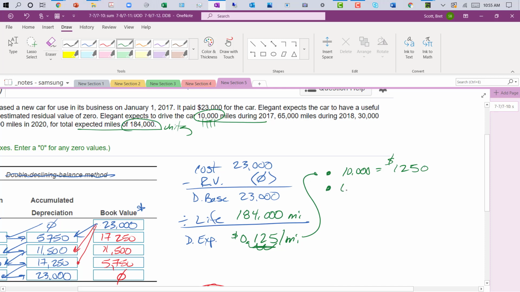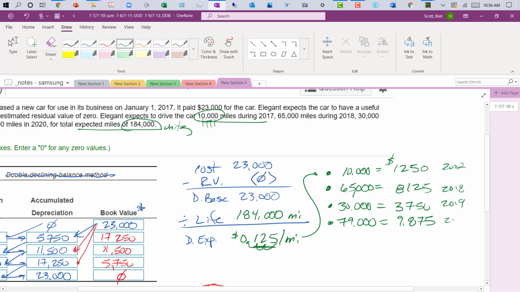The next one is times 65,000. This is 2018. That one's 8,125. In 2019, our expense will be multiplied by how many? So 30,000. Excuse me, 38,000. So that's 4,750. And times by 79,000. So in 2020, I'll have 9,875. Right, so these are each of the years. So 2017, 2018, 2019, 2020.